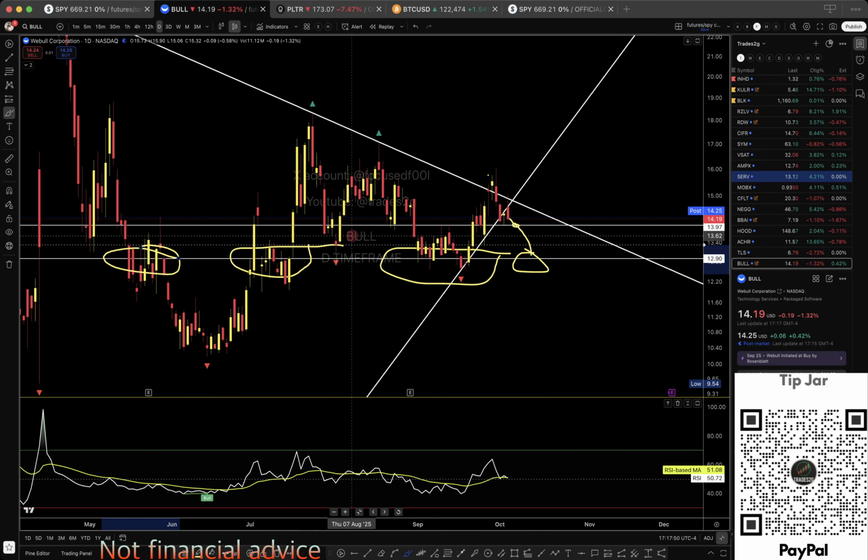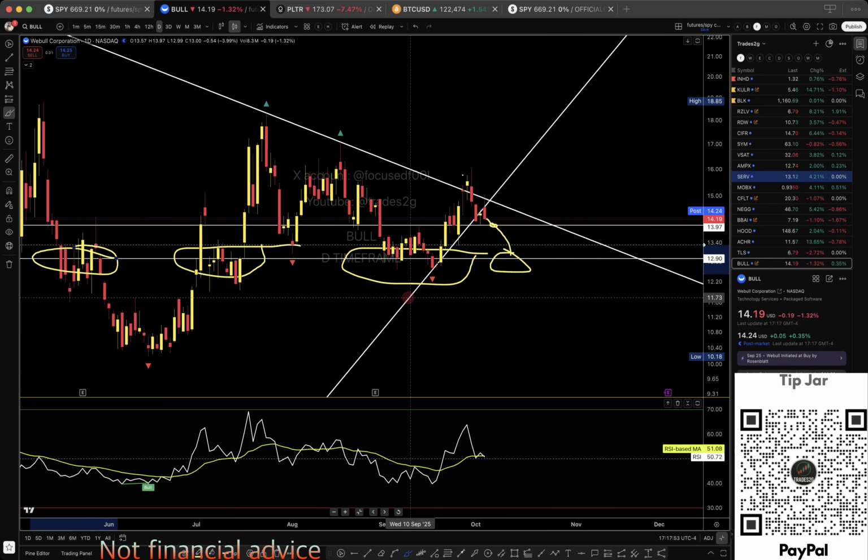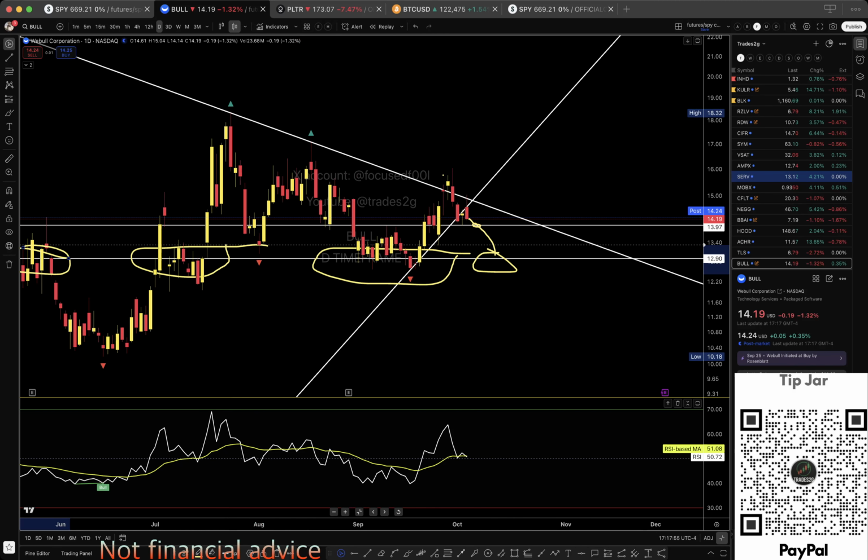So BULL, keep an eye out. It's definitely not in a bullish pattern right now. It did reject that trend line, so pay close attention.